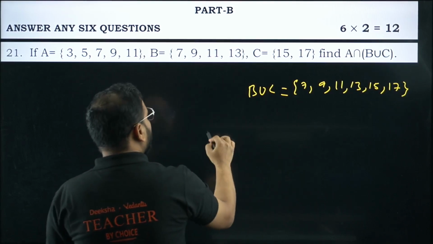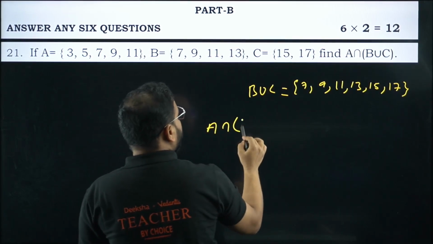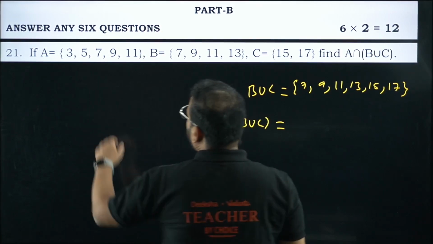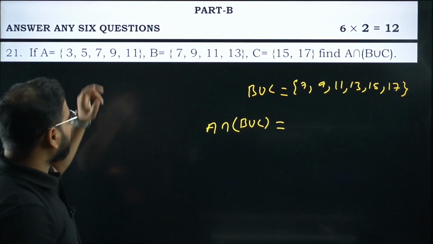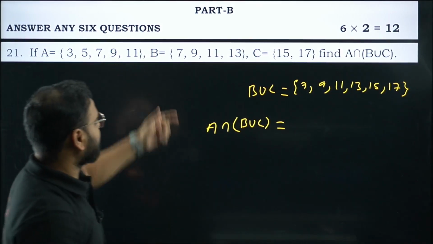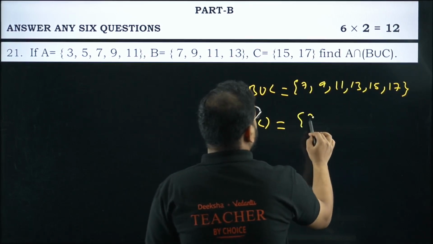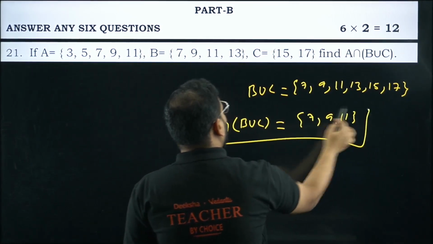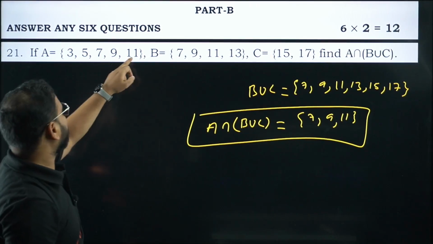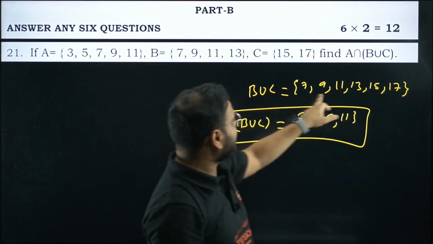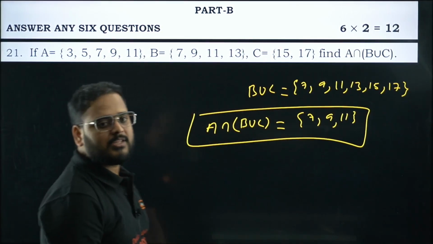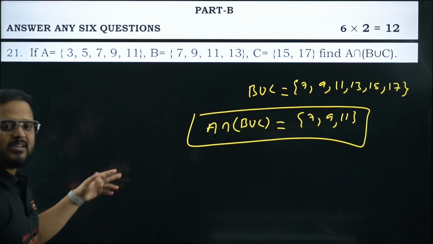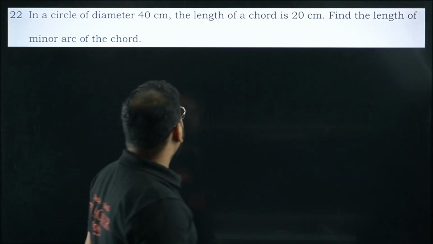Looking for intersection of A with B union C. So I have A with B union C, right? So there is no 3 and 5 there. Only 7, 9, 11. What is the answer going to be? 7, 9, 11 is my final answer. Please check. What is common over here? 7, 9, 11 in the A. 7, 9, 11 in the B union C. That's your answer. 21 now we have done this, 2-marker. Let's move on to question number 22.